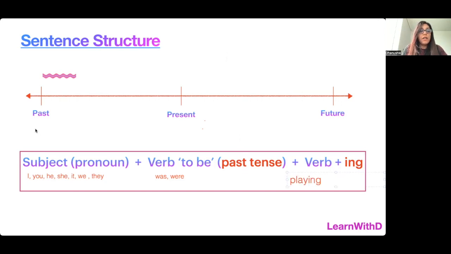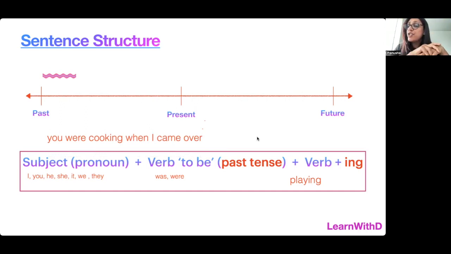Let's use you. What is the verb to be for you? Were. You were. Let's use cook as the verb. Cook is the verb. We use the ing to make it continuous. So you were cooking, let's say, when I came over. You were cooking when I came over, right?